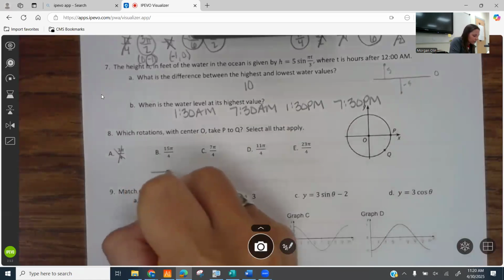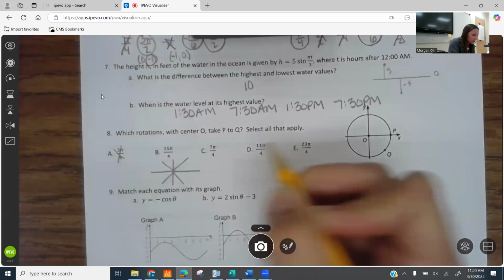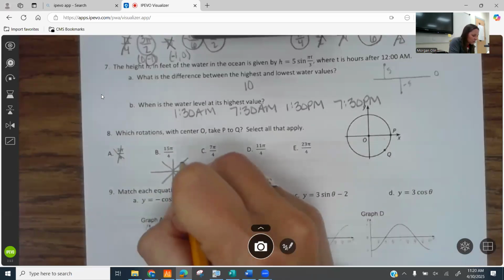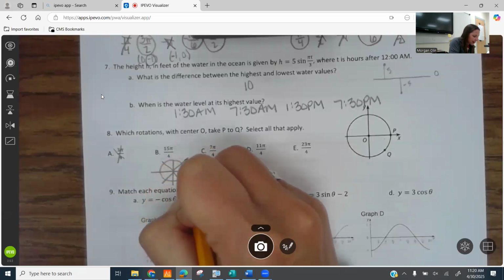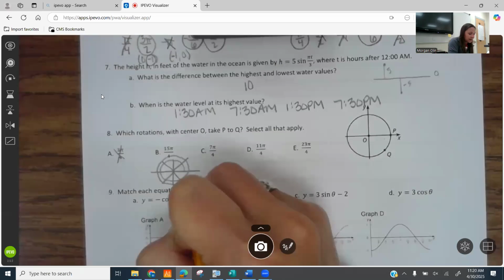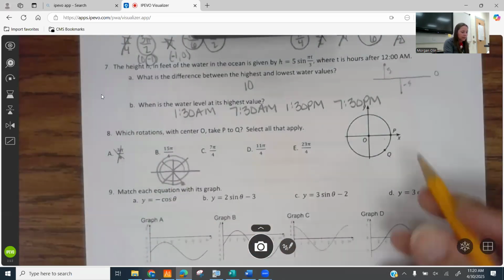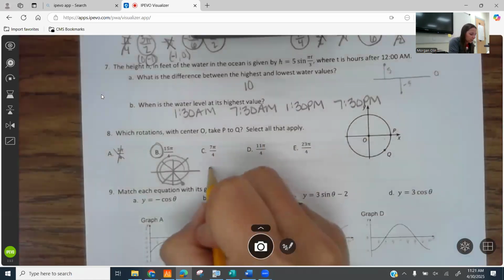So what you have to do is think about dividing this into fourths. Fourths on top, fourths on bottom. So 1, 2, 3, 4, 5, 6, 7, 8, 9, 10, 11, 12, 13, 14, 15. Is that where Q is? And it is. It's in that quadrant. It's just I went around twice.